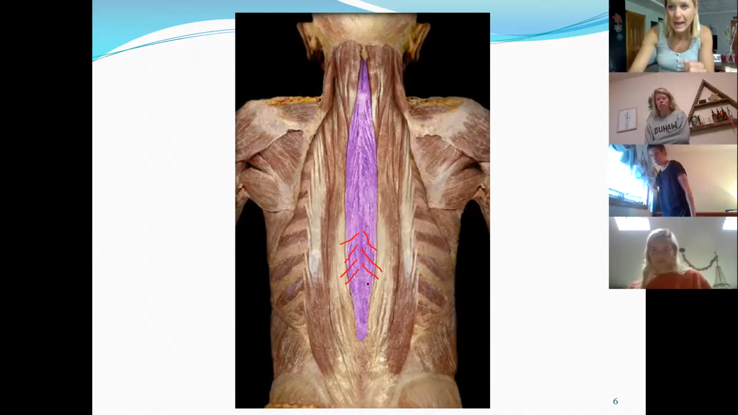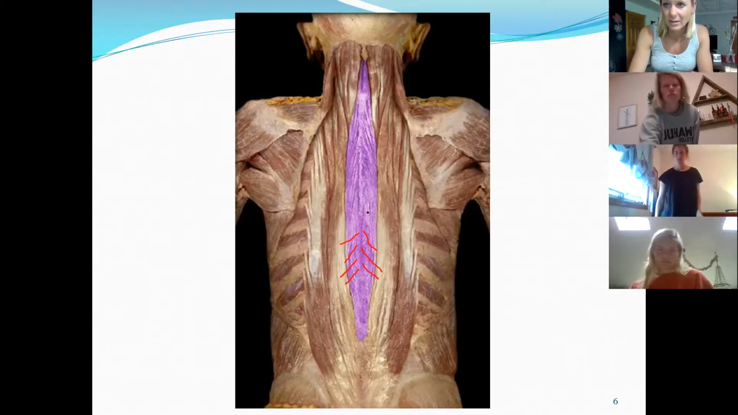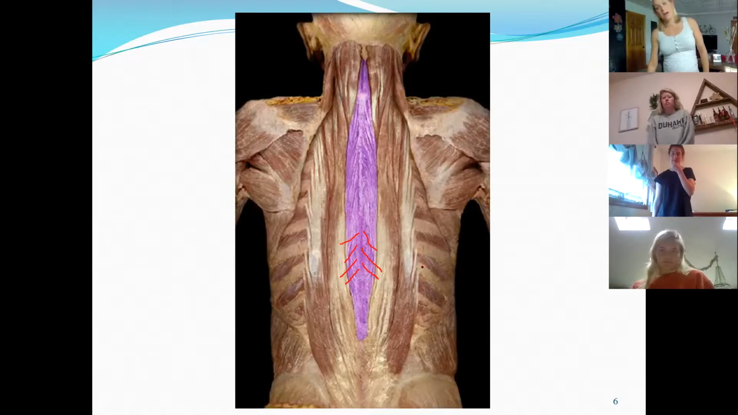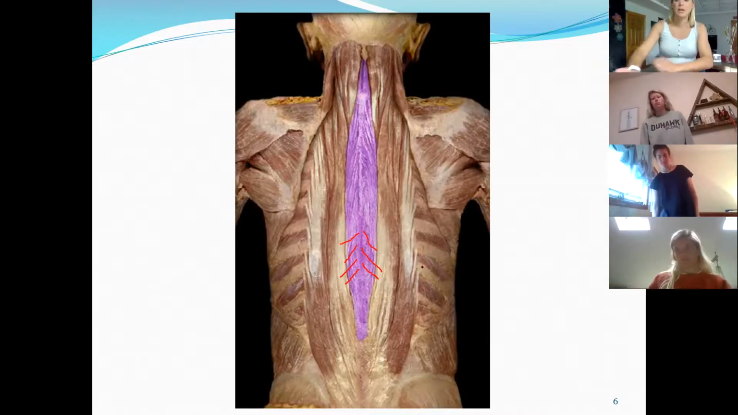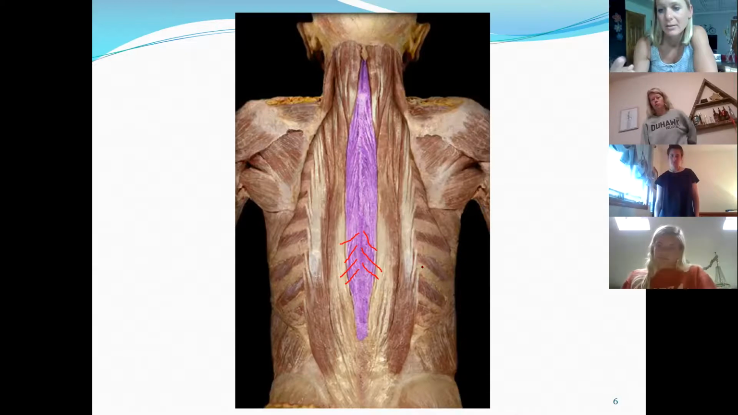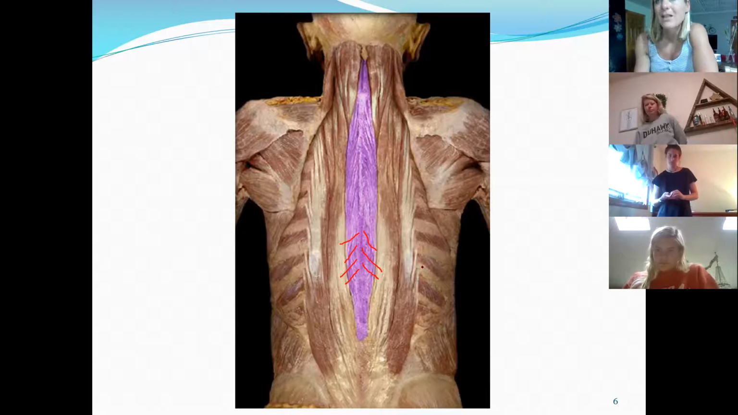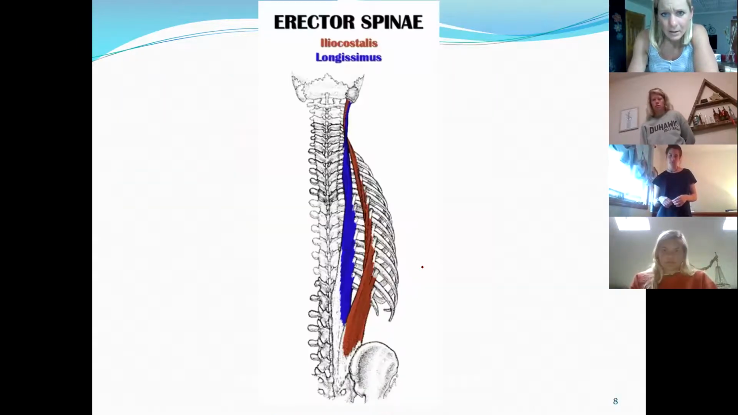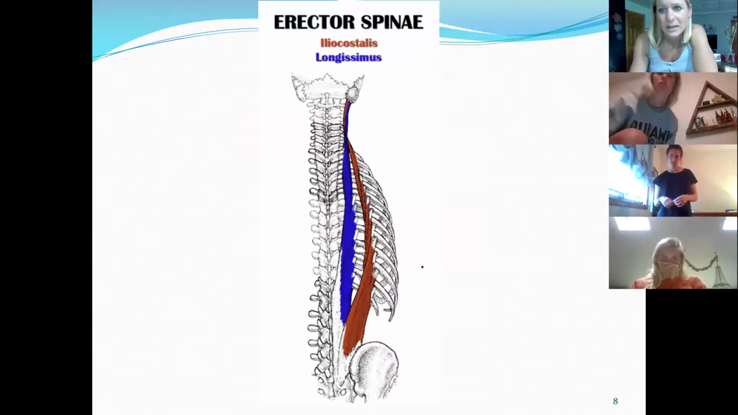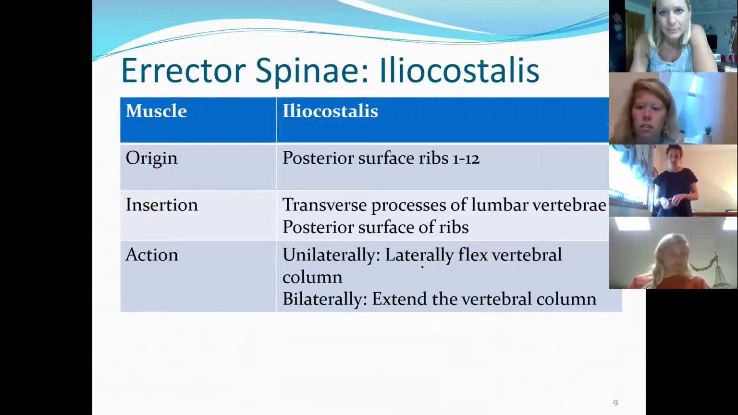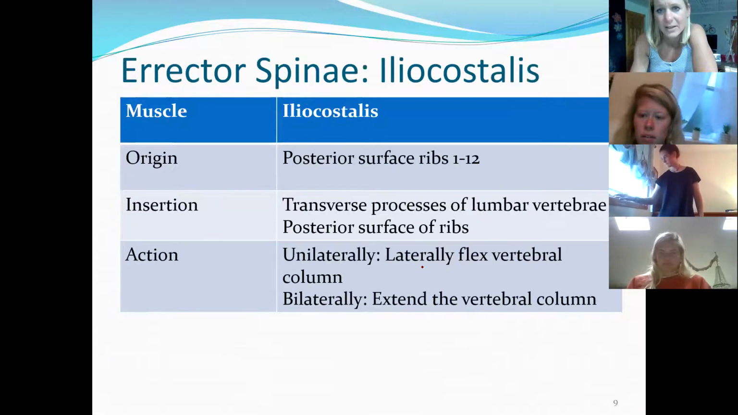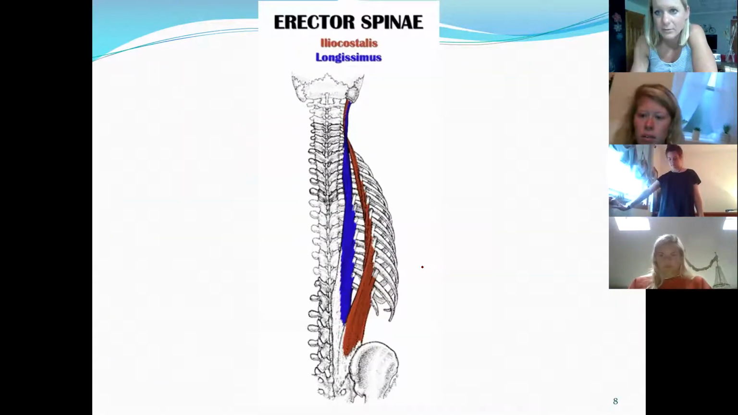Okay, so again, when I activate the right spinalis, I get right lateral flexion. That's true with spinalis, longissimus, and iliocostalis. All three of them are going to result in unilateral lateral flexion on the same side. Does that make sense? Okay. Again, longissimus is the intermediate of the three. Iliocostalis is the most lateral of the three.